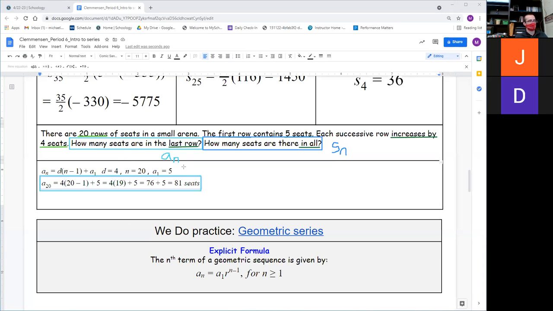Now I answered this first question, nice and easy, got it all done. Now we've got to go on to our next question, finding our total, our S sub n. I'll probably start with writing down the formula so I know what I'm going to need. I know that S sub n is equal to n over 2 times a sub 1 plus a sub n.